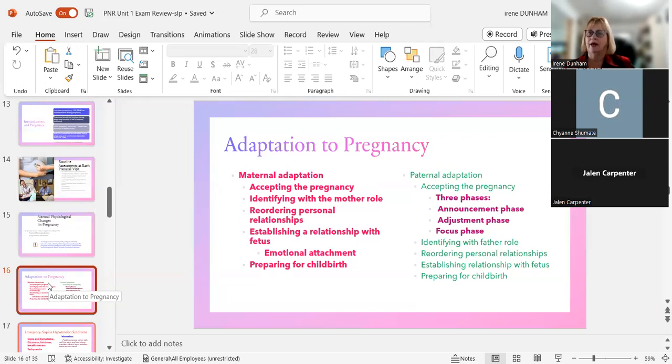And then on the daddy side, he has his time, and I would note three phases. The announcement phase, where he's identifying with his role. The adjustment phase, where he has to put his relationships in order. And then the focus phase, where he's preparing for childbirth. So these daddies go through the same type of changes, but they're not as demonstrated as on the maternal side. Okay, all right, so let's go on here.